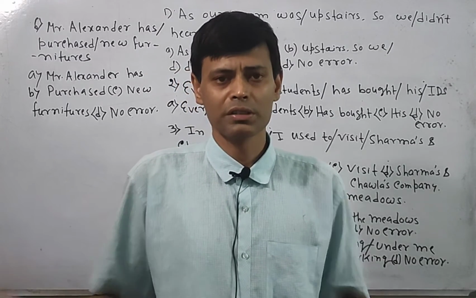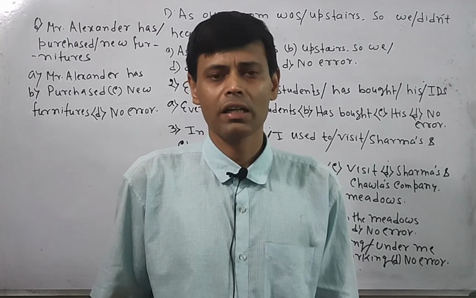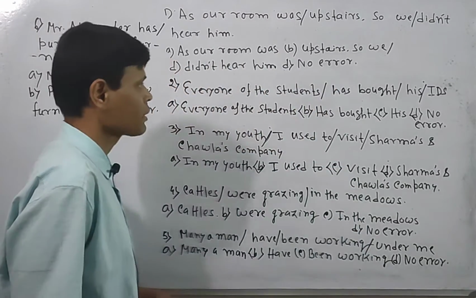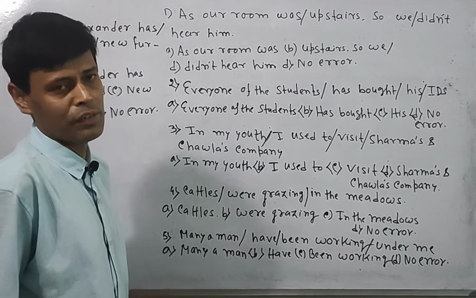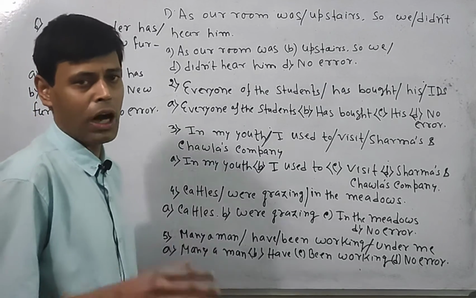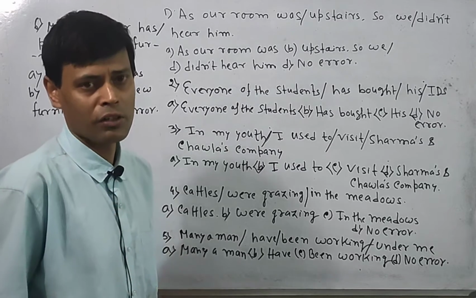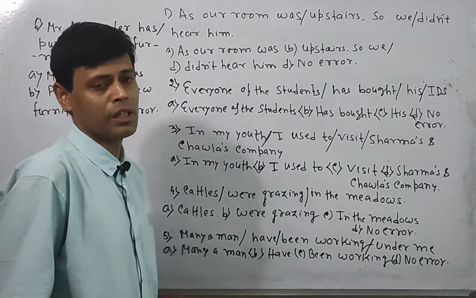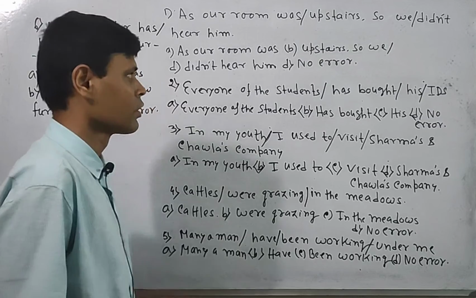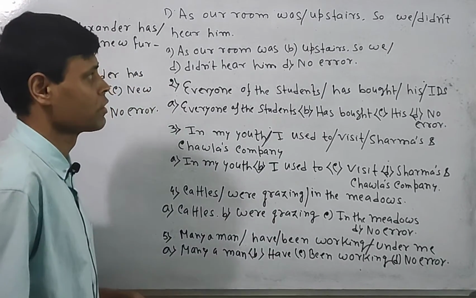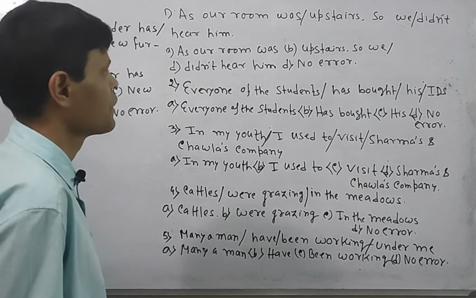So dear students, let's get started. Kindly keep your eyes rolling across the board. In the exam you will be given 4 options. Out of the 4 options, you will be asked to find out the right option in which the error lies. Now look at the sentence: As our room was upstairs, so we didn't hear him.